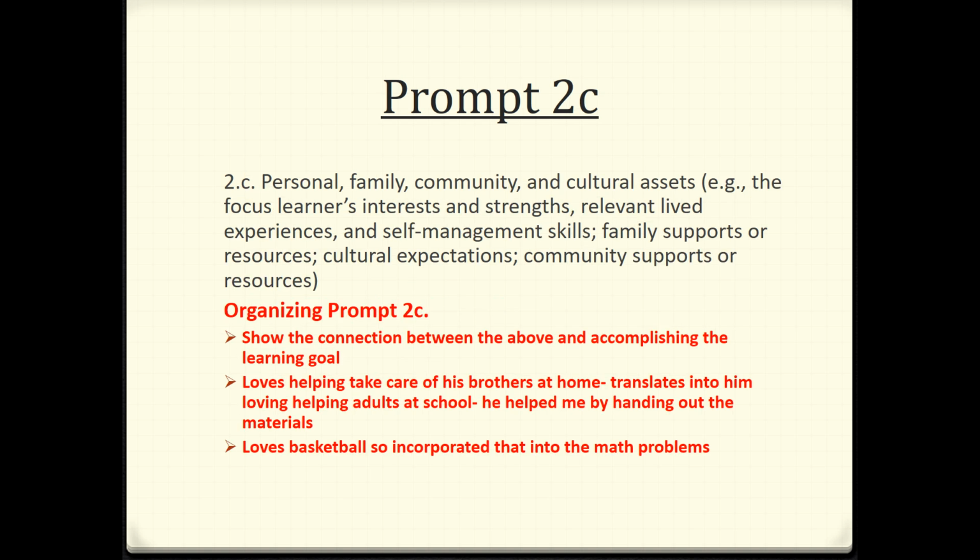Prompt 2C, personal, family, community, and cultural assets. The focus learner's interests, strengths, relevant lived experiences, and self-management skills, family supports or resources, cultural expectations, community supports or resources. Organizing prompt 2C. Show the connection between the above and accomplishing the learning goal.